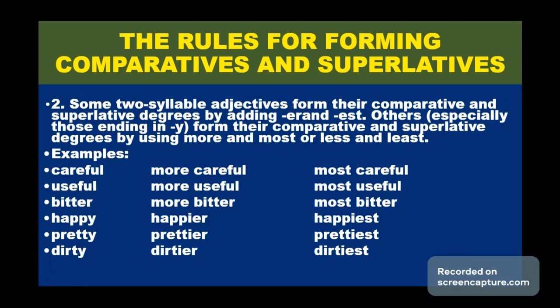So let's see some examples. Examples are careful, more careful, most careful; useful, more useful, most useful; bitter, more bitter, most bitter. Then we have those ending in y: happy, happier, happiest; pretty, prettier, prettiest; dirty, dirtier, dirtiest. So this is one of the rules.